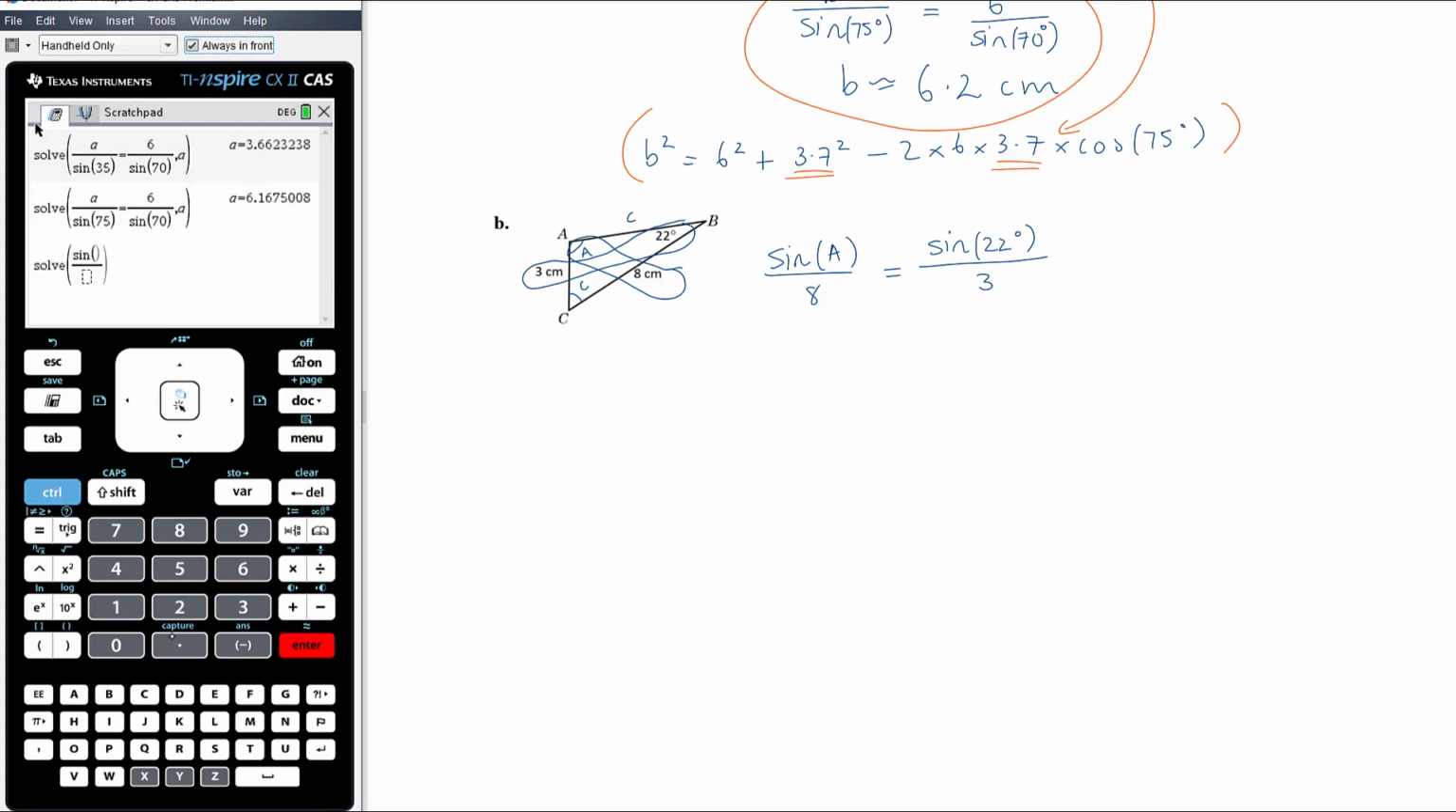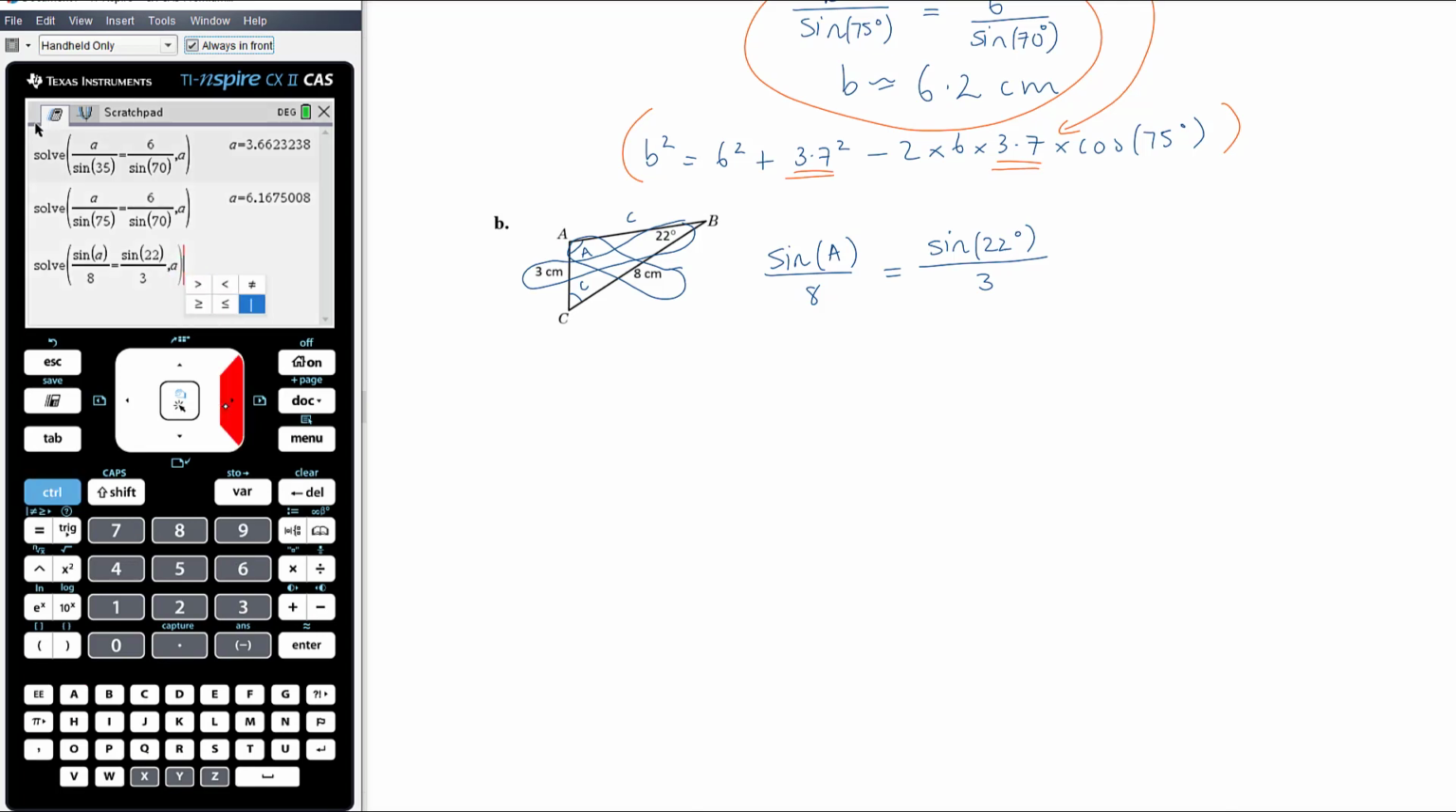Sine of A over 8 is equal to sine of 22 over 3. Oops, sorry, I should have set up my fraction. Control divide. Sine of 22 over 3, comma A. We're solving for an angle, so we will need a restriction here.